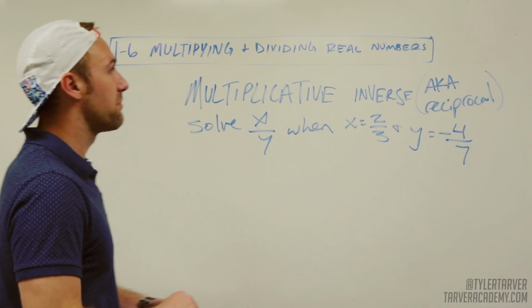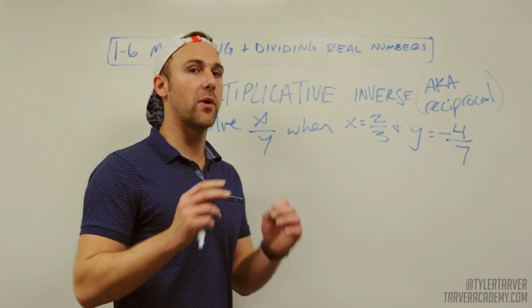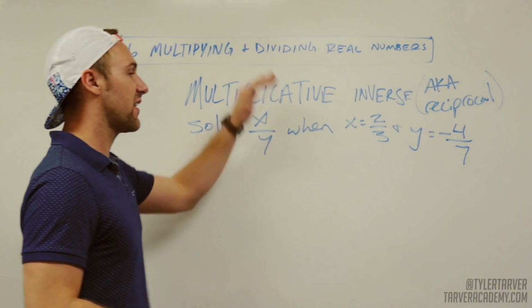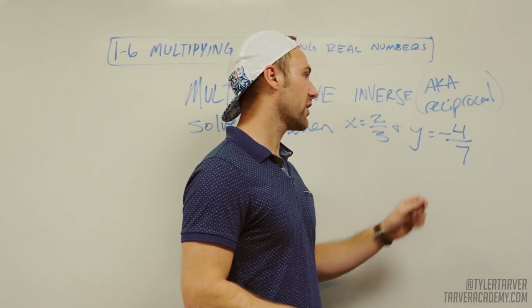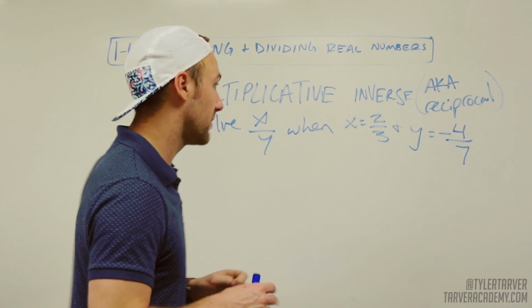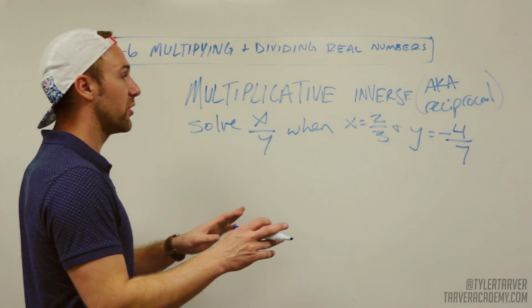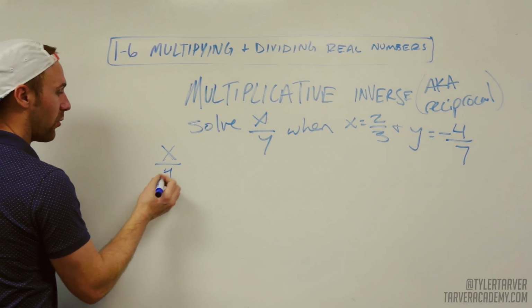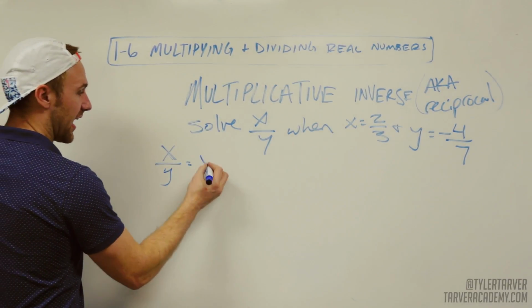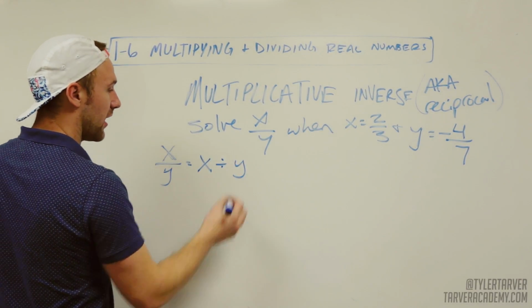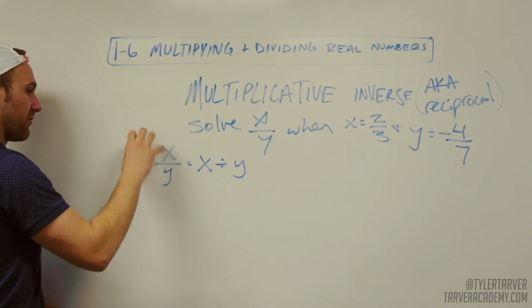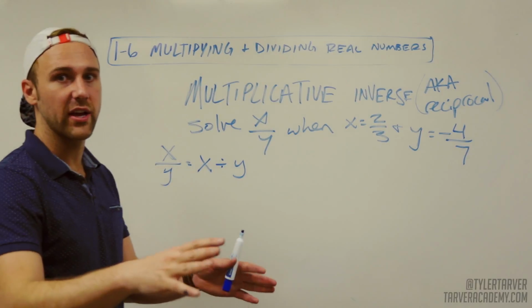Okay, so we want to talk about multiplicative inverse in solving problems. Here's an example. Solve x divided by y when x equals 2 over 3 and y equals negative 4 over 7. The first thing I want to do is rewrite this. Whenever you do fractions, you don't want to stack a fraction over a fraction. That's too much, okay? Nobody wants that.